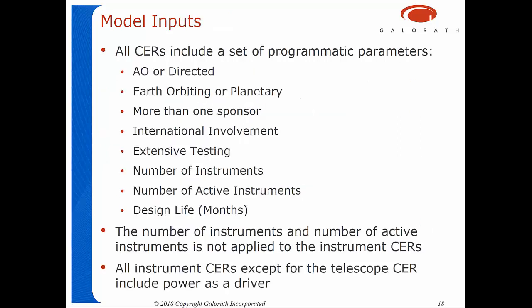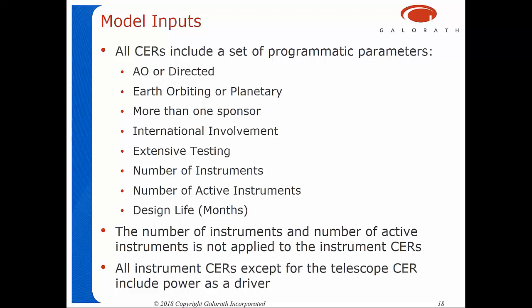And then the model inputs. We talked about multivariate equations, so we have multiple inputs. We use weight, we use heritage, and then we also have some programmatic parameters: AO, which is an announcement opportunity, which means competed or directed, Earth orbiting or planetary, number of sponsors, international involvement. If there's an international organization involved, it tends to increase the cost. Amount of testing: the more you test a system, the more it costs. The number of instruments, which were part of the bus CERs, and the design life. The longer the design life, the longer it tends to cost.